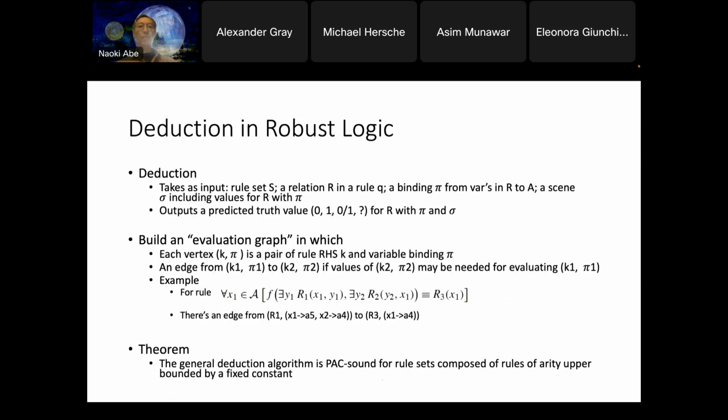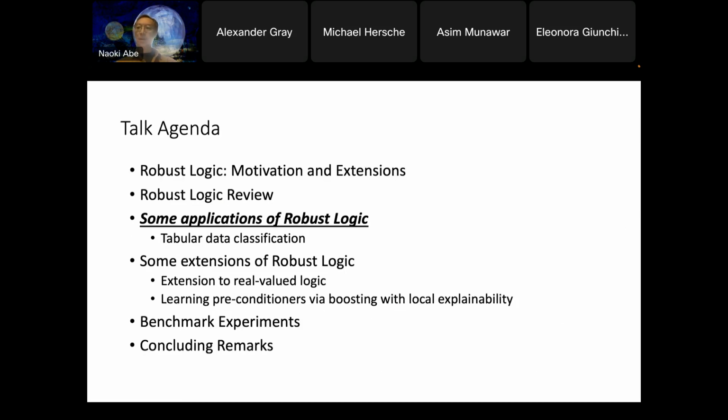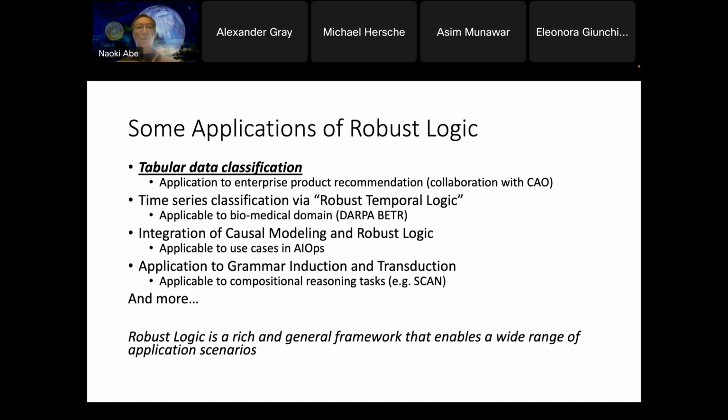The counterpart of this is the efficient deduction. As Leslie mentioned in yesterday's talk, with PAC learning guarantee on the learning side, you can also guarantee PAC soundness of a certain general deductive algorithm for robust logic. I will not go into detail in this talk, but you can refer to his paper from 2000. So I will now describe some applications of robust logic.